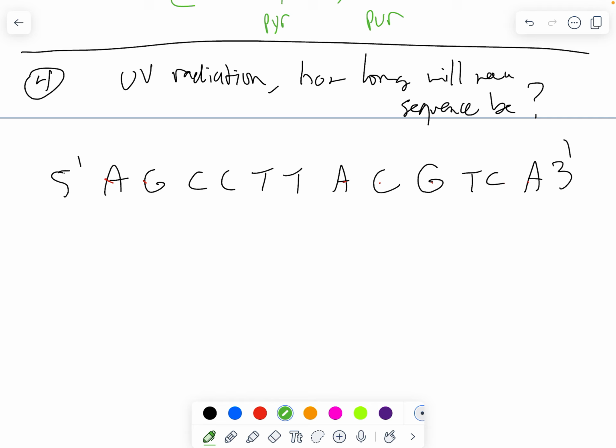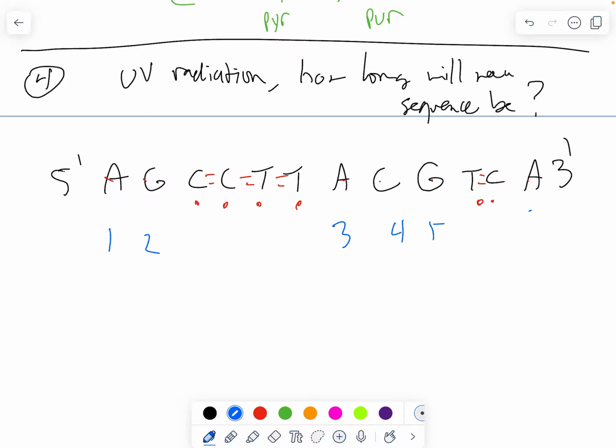So the first thing that I want to do is just scan my whole thing and find all of the adjacent pyrimidines. So all the adjacent cytosines and/or thymines. So here I have a cytosine, thymine, and thymine and cytosine. So that means that these are all going to form those dimers that we talked about due to ultraviolet radiation. And so after this is replicated, right, those are all going to be deleted. So our new piece of DNA is going to be 1, 2, 3, 4, 5, 6 base pairs long.